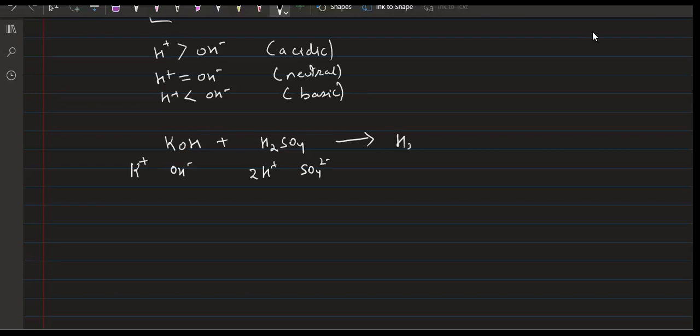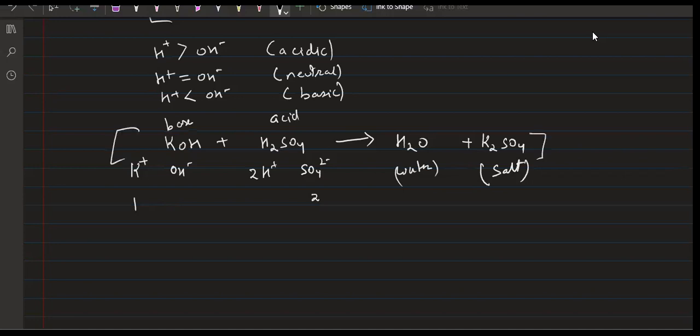H2O will be formed by default because of H plus and OH minus. Now K plus: K has valency 1, SO4 2 minus has valency 2, so it will be K2SO4. This is your salt. This is your water. This is your base. This is your acid.